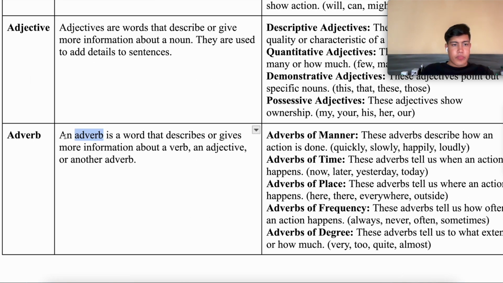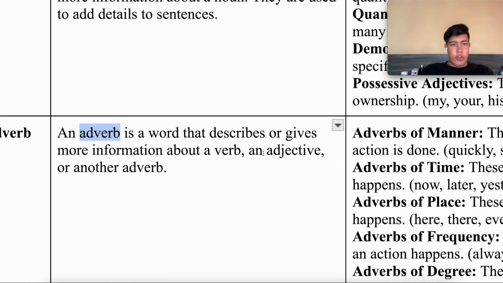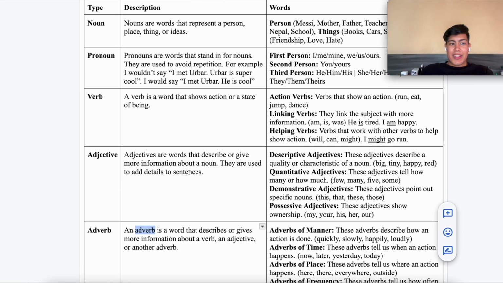Okay. Adverbs. Let's talk about adverbs. Adverbs are words that describe or give more information about a verb, an adjective, or another adverb. Now that's a little weird. So the words that are adverbs, they affect both verbs and adjectives and themselves. That's a little bit of a complicated thing to understand. So once again, I don't expect everyone to fully understand this. It takes time. I'm just trying to lay the foundation in your head right now.